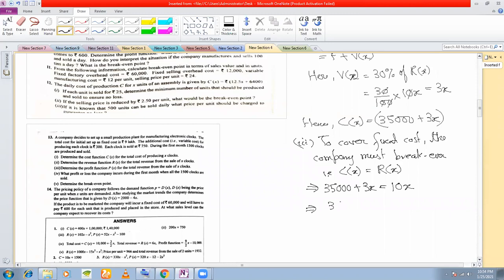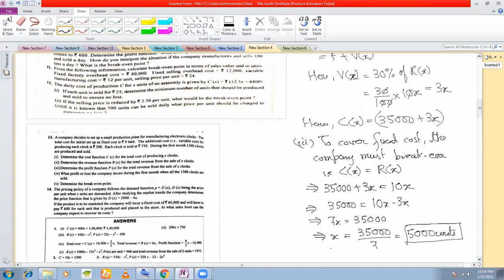35,000 is equal to 10x minus 3x. That means 7x is equal to 35,000. That means x must be equal to 35,000 divided by 7. That means 5,000 units. This is the break-even point. So the company needs to produce 5,000 units to cover fixed cost. Is it absolutely clear?